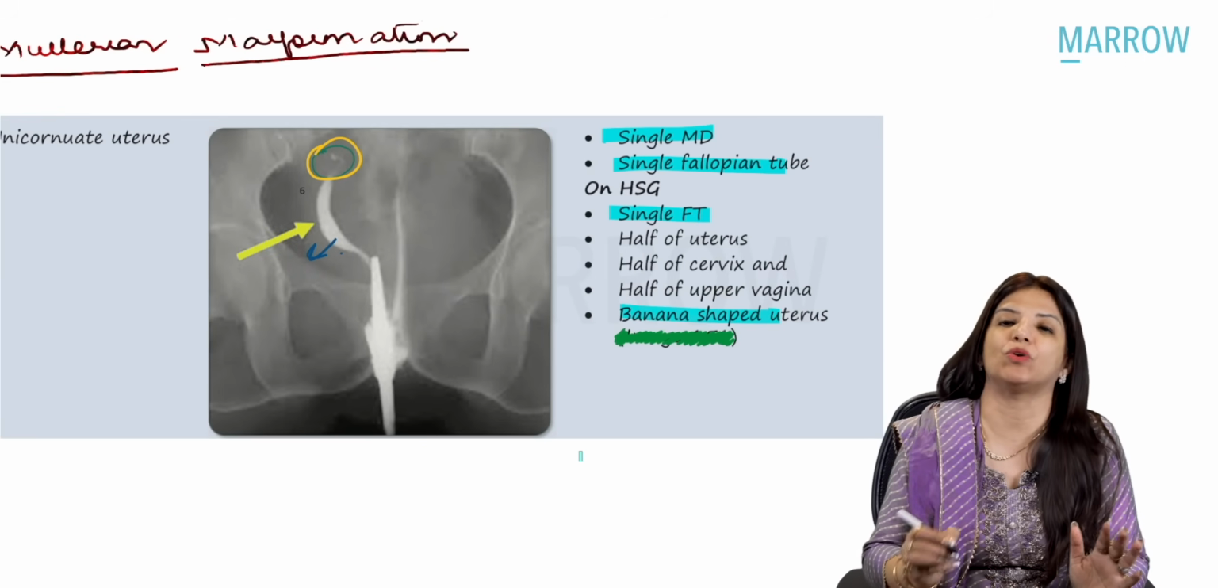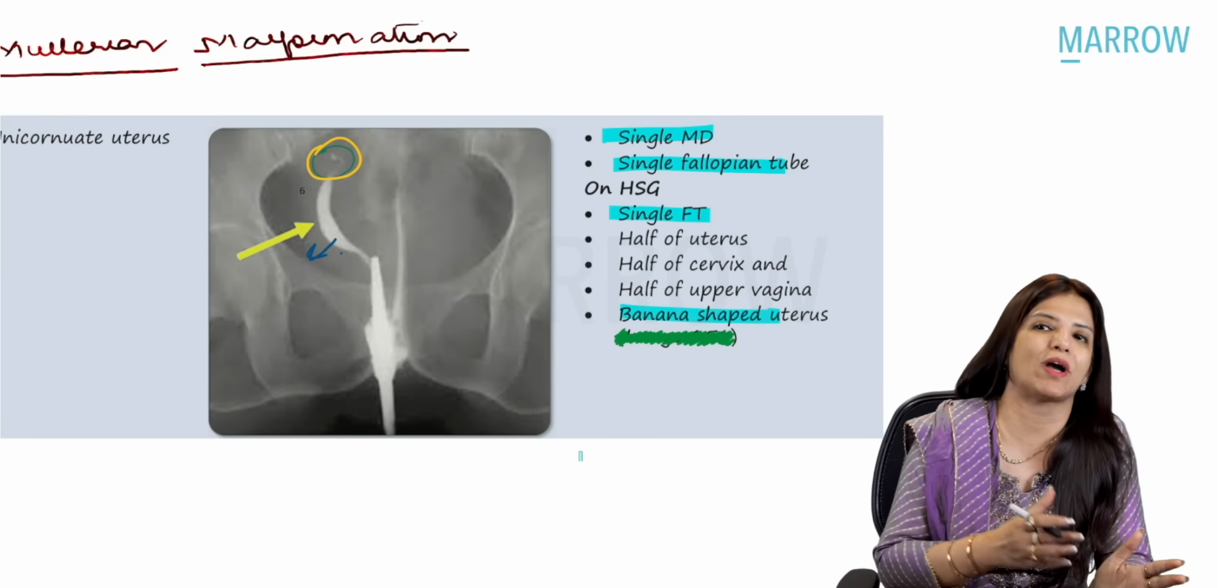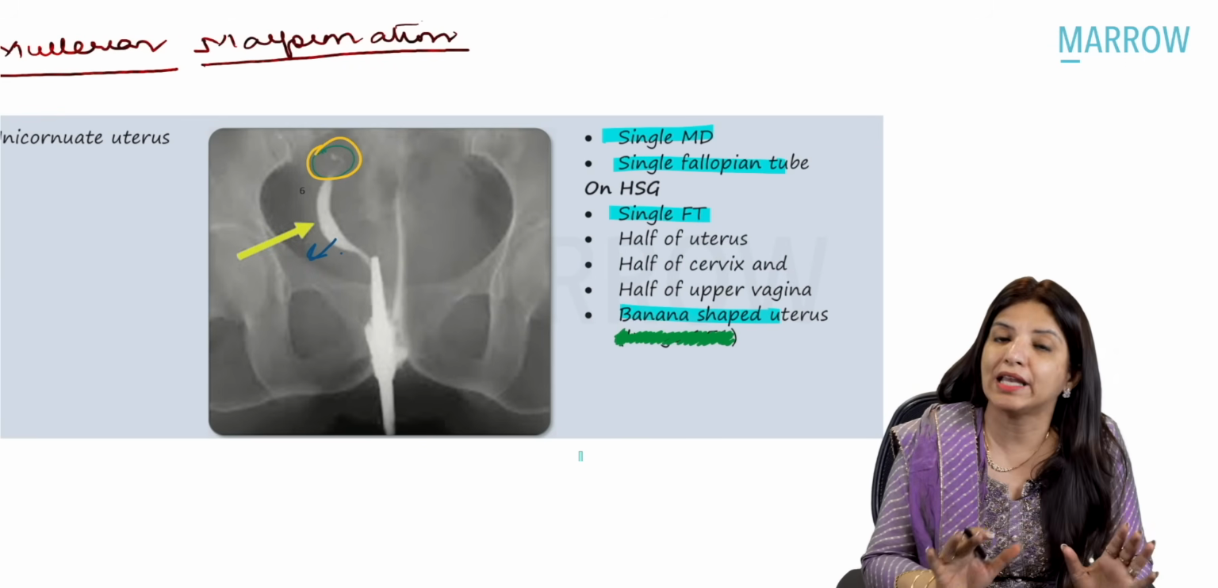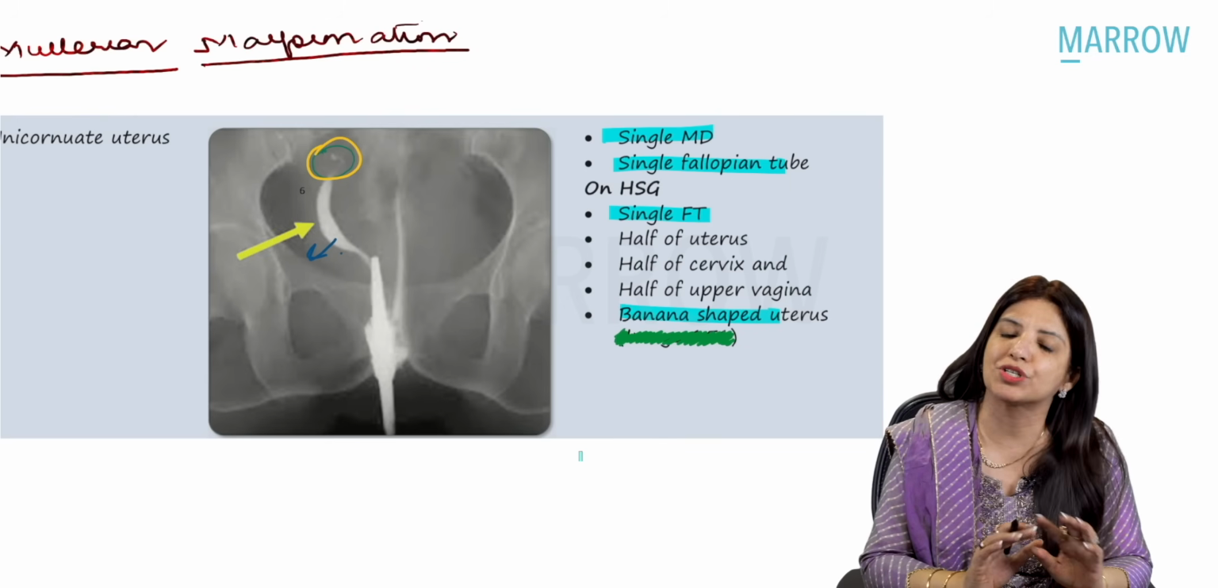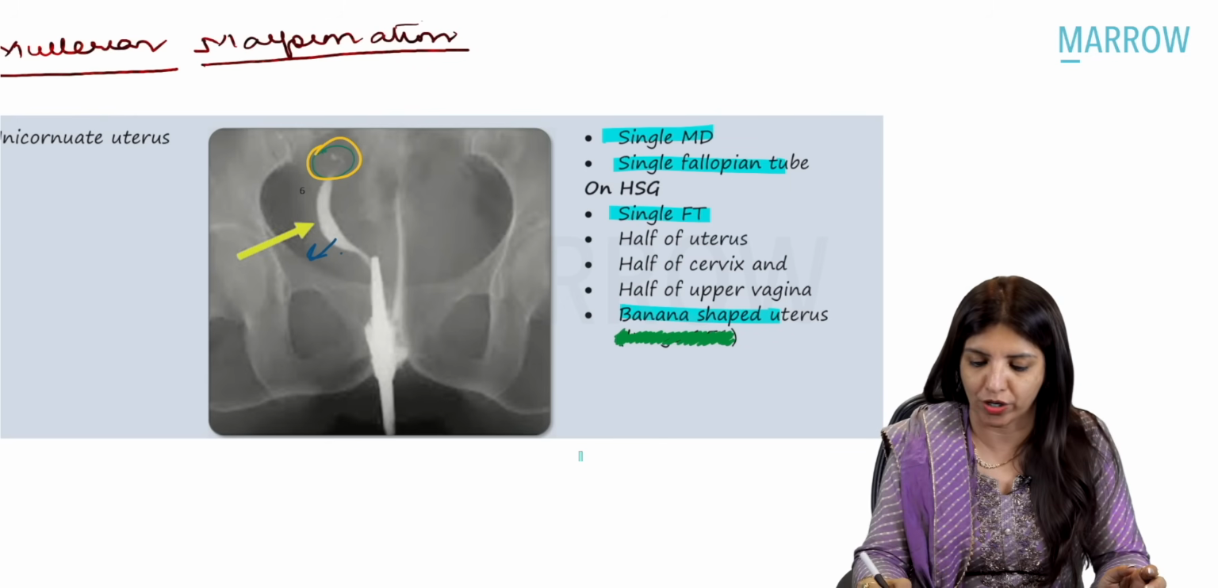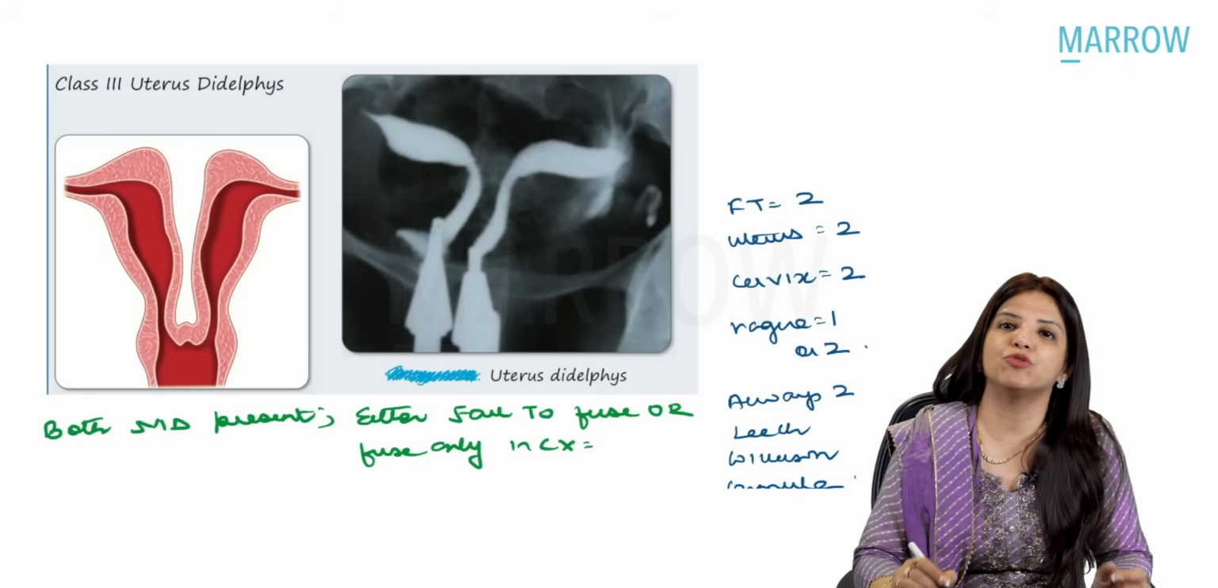Unicornuate uterus means that only one side Mullerian duct is present, and that is why there is only one fallopian tube. So, any HSG image where you are getting a single fallopian tube and a banana-shaped uterus, it means that HSG belongs to unicornuate uterus. Then number 2 comes uterus didelphys.